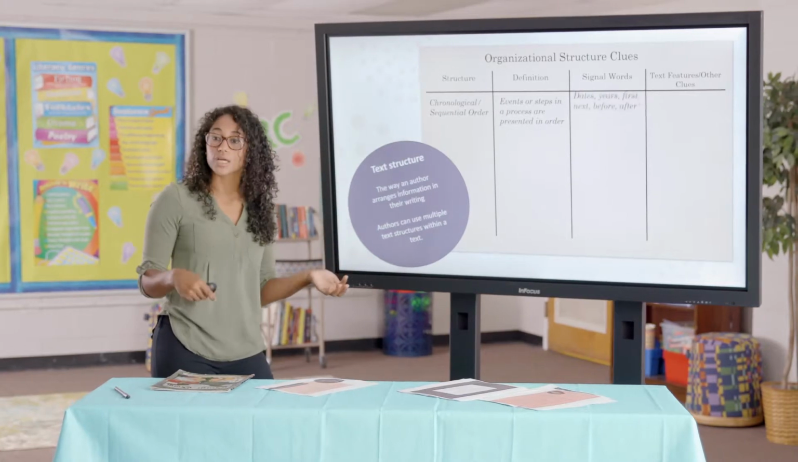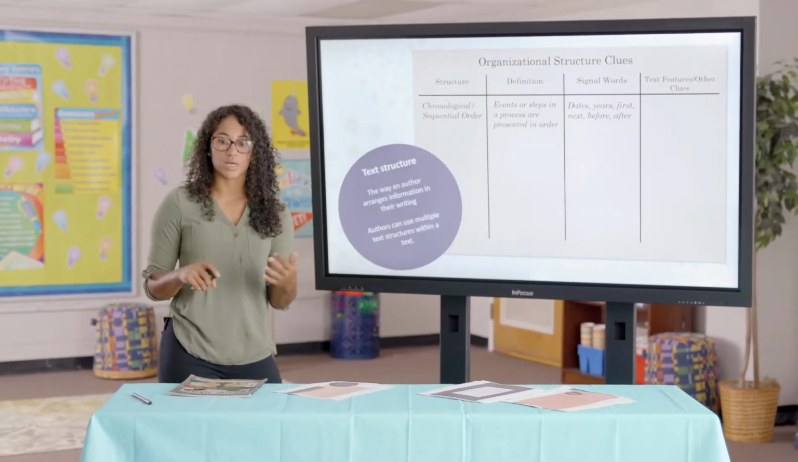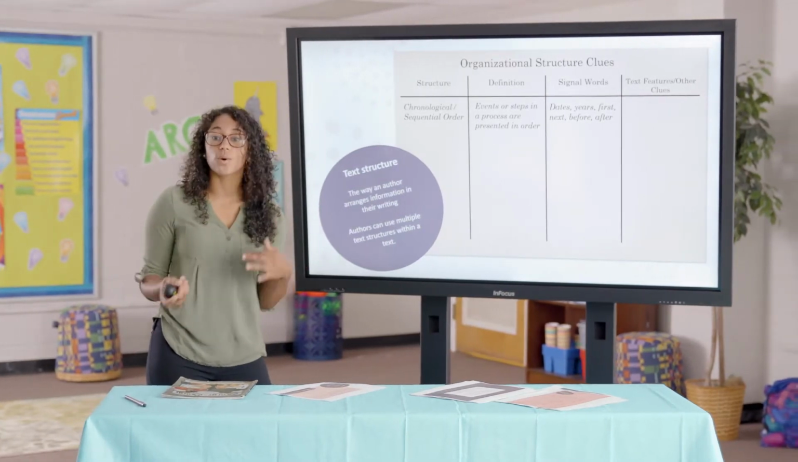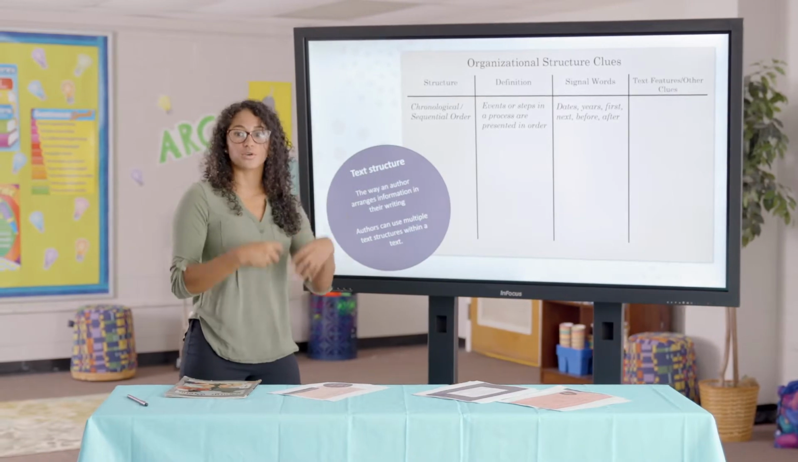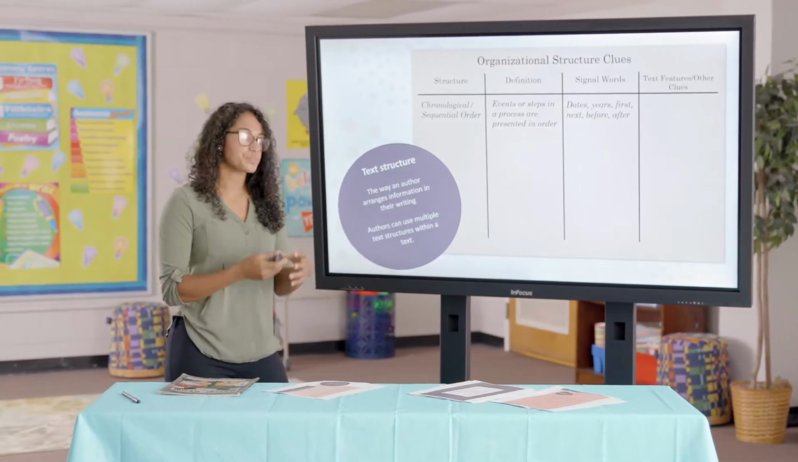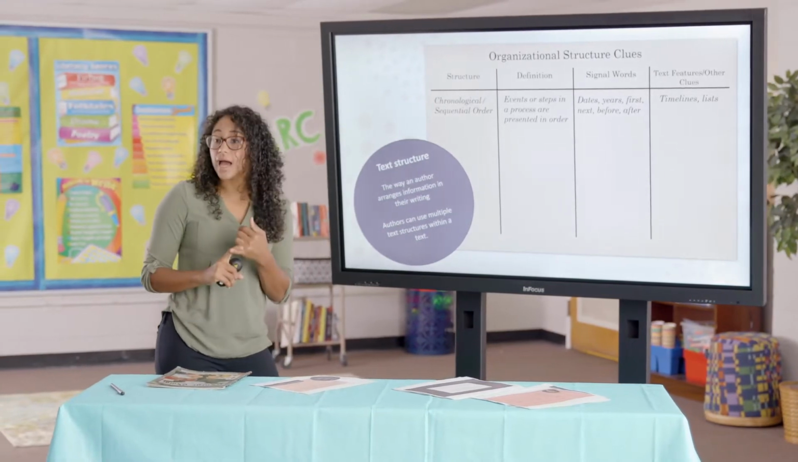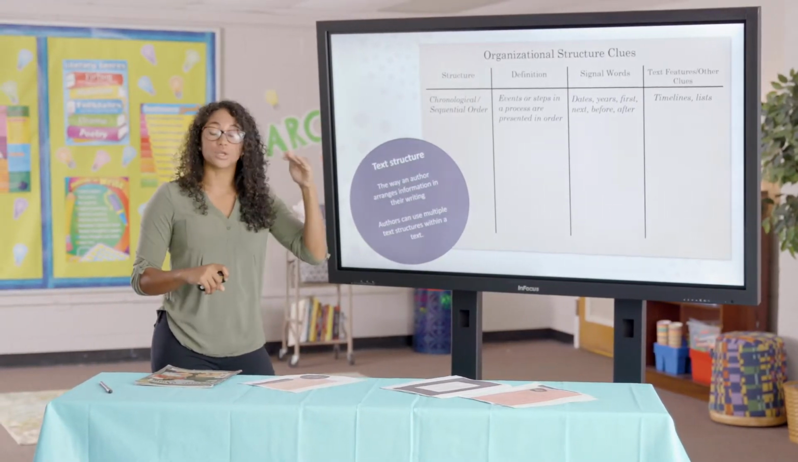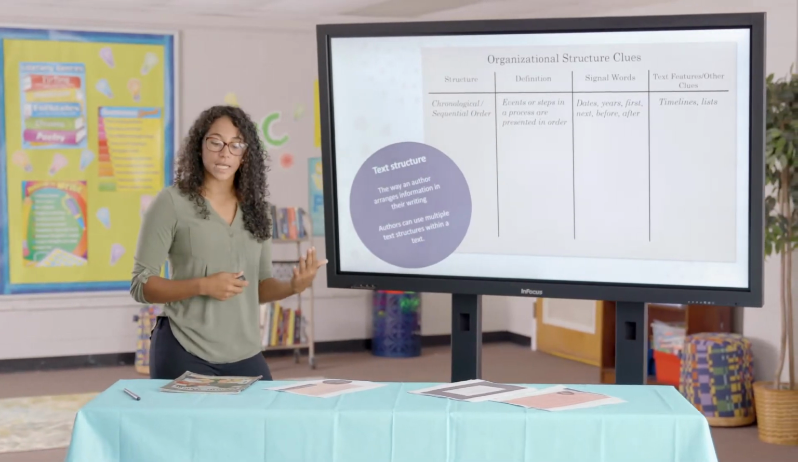And the signal words for this text structure are dates, years. We might see words like first, next, before, and after. And these all signal to us that the author is using chronological order text structure. So the author might use timelines when they're using this text structure. They might use lists. And so these are all the things we're going to look out for while we're reading.